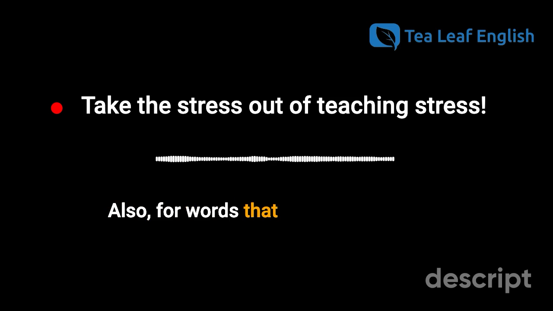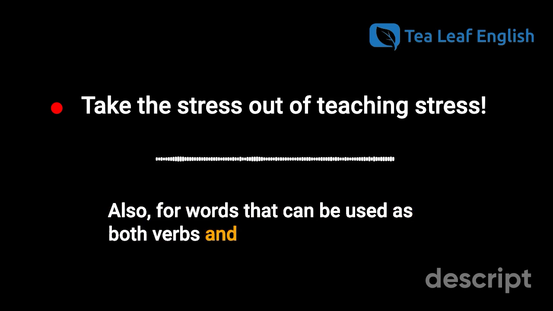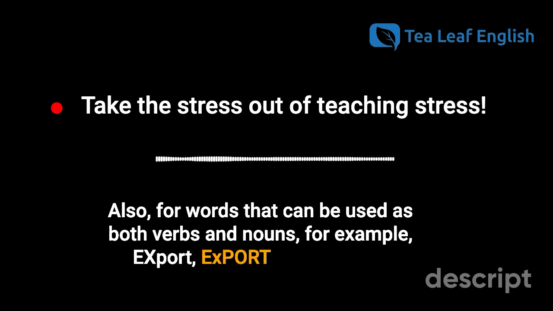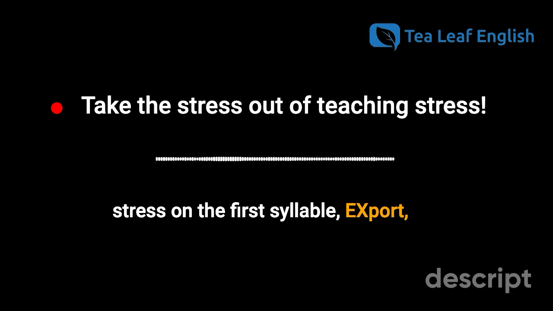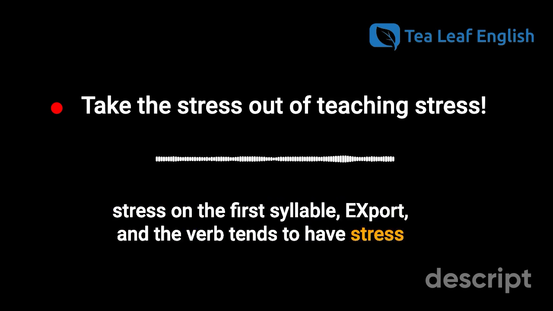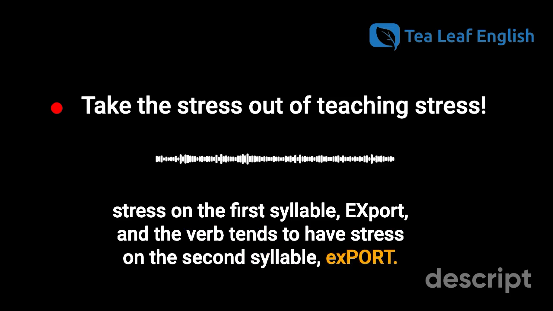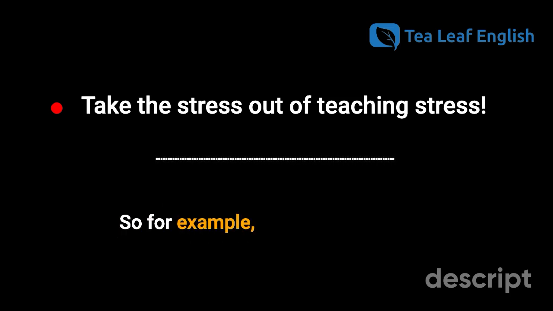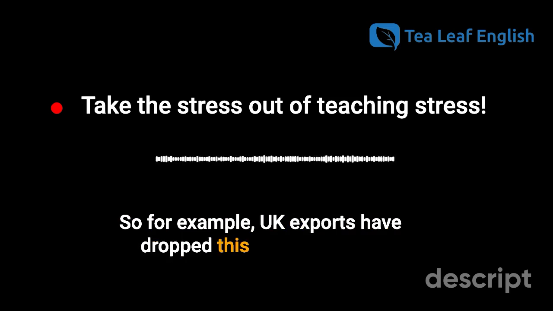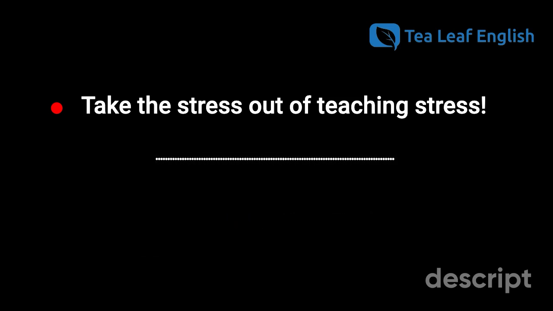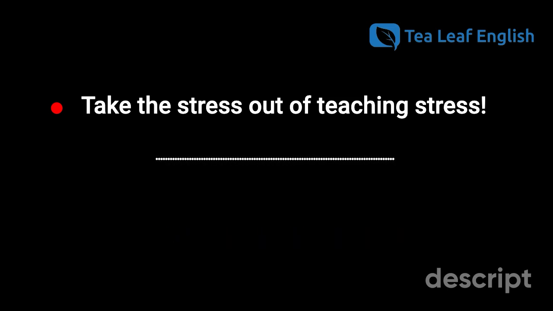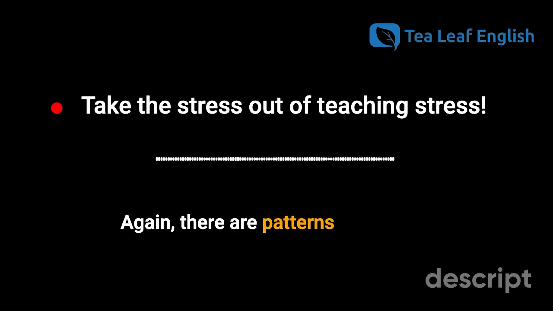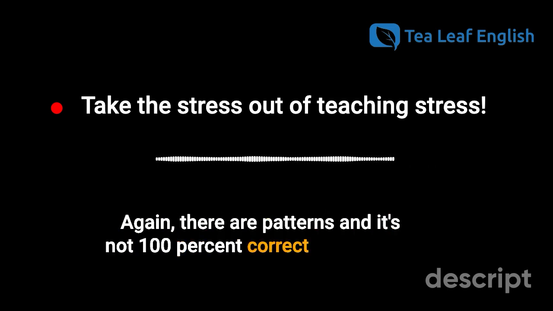Also, for words that can be used as both verbs and nouns, for example, export, the noun has stress on the first syllable, export, and the verb tends to have stress on the second syllable, export. So for example, UK exports have dropped this year, the noun. Ireland exports beef to Asia, the verb. Again, there are patterns and it's not 100% correct all the time.